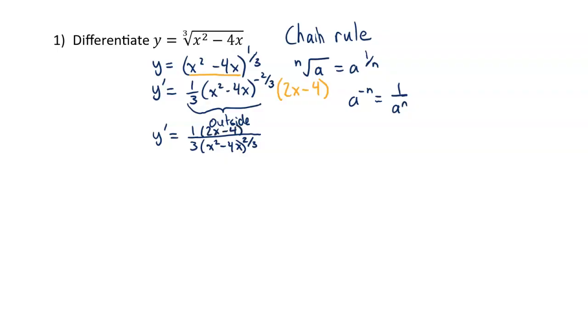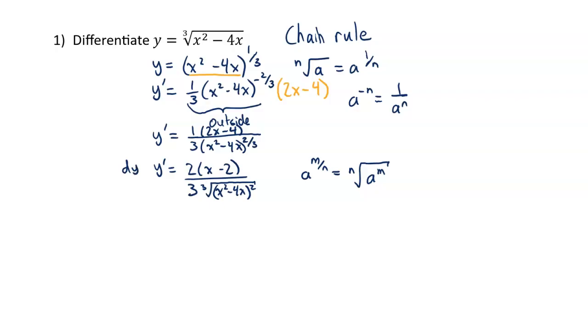Now at this point, we could also recognize that we could common factor out a factor of 2 out of the numerator. And so we could write this as 2 times x minus 2 all over 3 times what we had still in the bottom. But I'm going to write this instead as a third root of x squared minus 4x to the power of 2. And that also follows from another exponent rule, that a to the power of m over n, the thing that's in the numerator stays as an exponent, and the thing that's in the denominator becomes the root. And so that's our final answer for that first thing that we're told to differentiate.